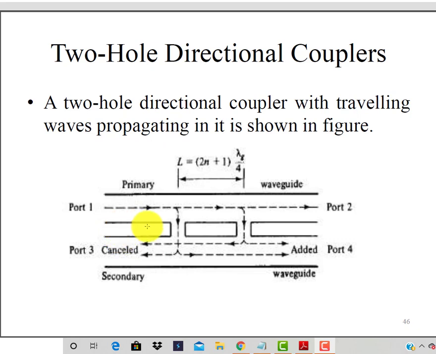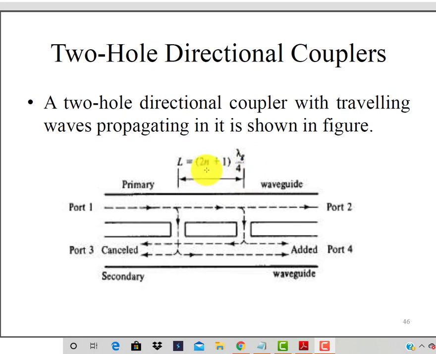So it is the primary waveguide, ports 1 and 2, and the secondary waveguide, ports 3 and 4. And these two are coupled by using two holes, hole 1 and hole 2. These two holes are separated by a path length of (2n+1) λg/4.